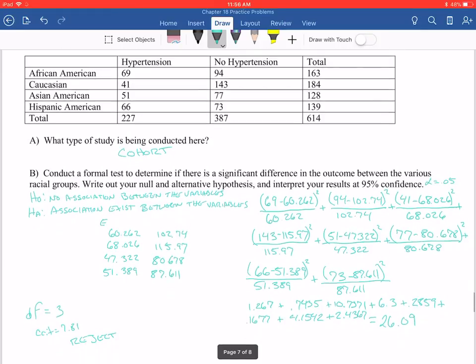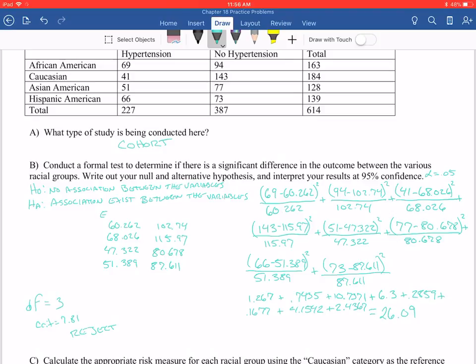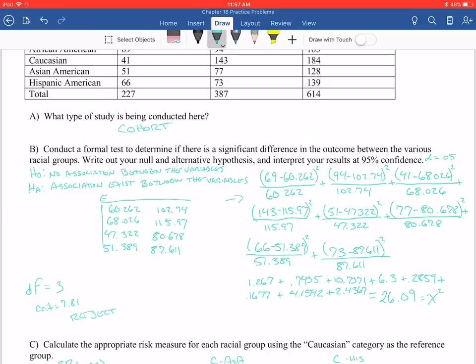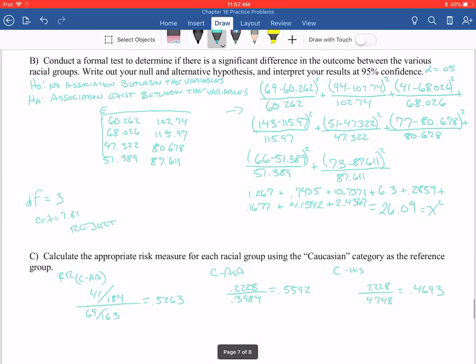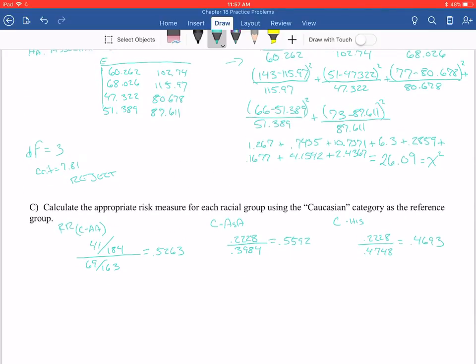Next part is conduct a formal test to determine if there is a significant difference in the outcome between the variables of the racial groups, through your null and alternative hypothesis. So once again, our null hypothesis states that there's no association between the variables. Our alternative hypothesis states that the association does exist between the variables. Here we have our expected value table, and here's the chi-squared formula worked out, and you're going to get a chi-square that's going to equal a sum of 26.09. We're at alpha level of 0.05 here, and our degrees of freedom 3. We have a critical value of 7.81. Our chi-square is greater than the critical value, therefore we reject the null hypothesis, stating that there is an association between the variables.